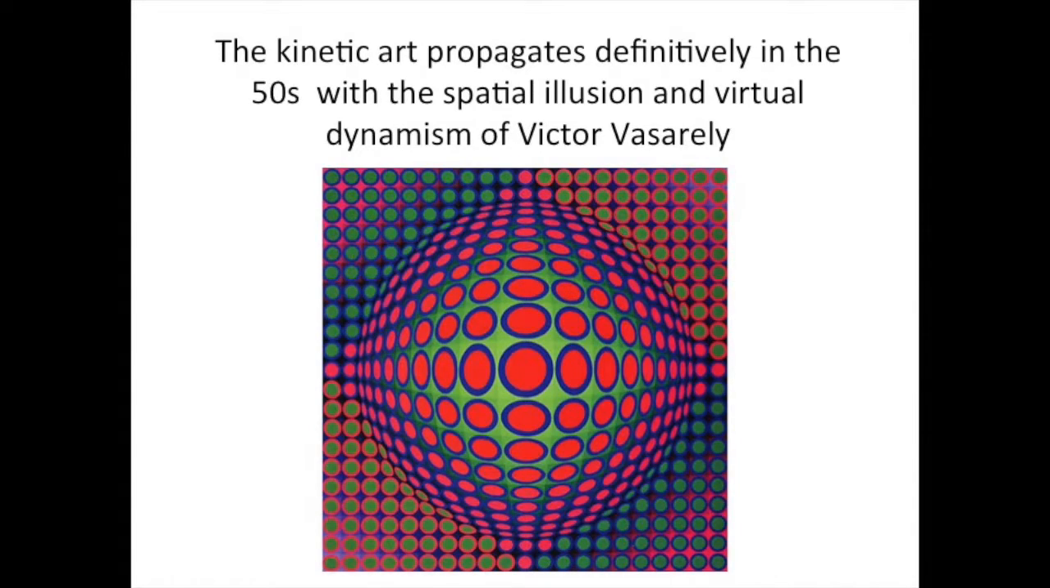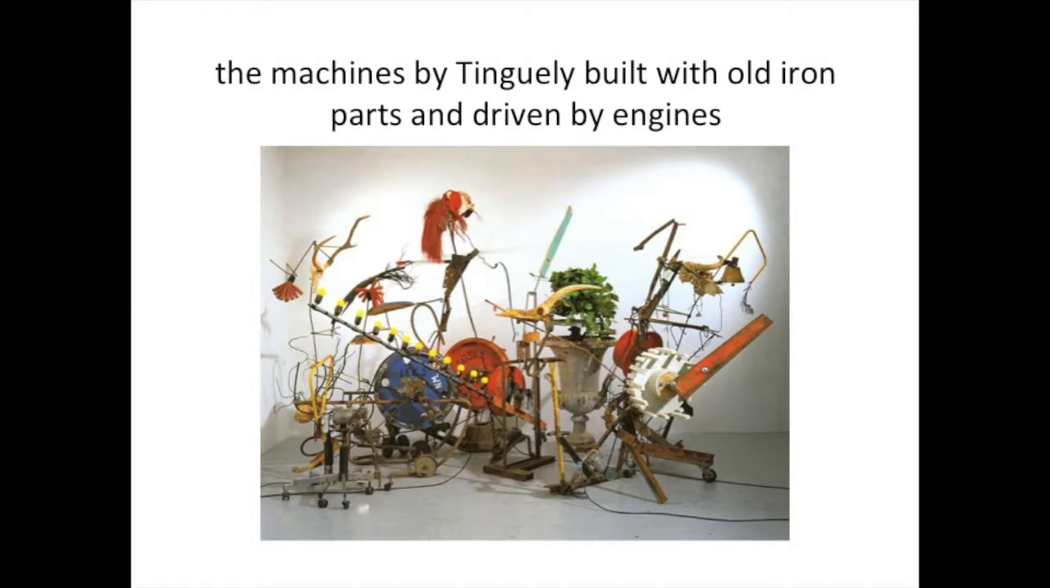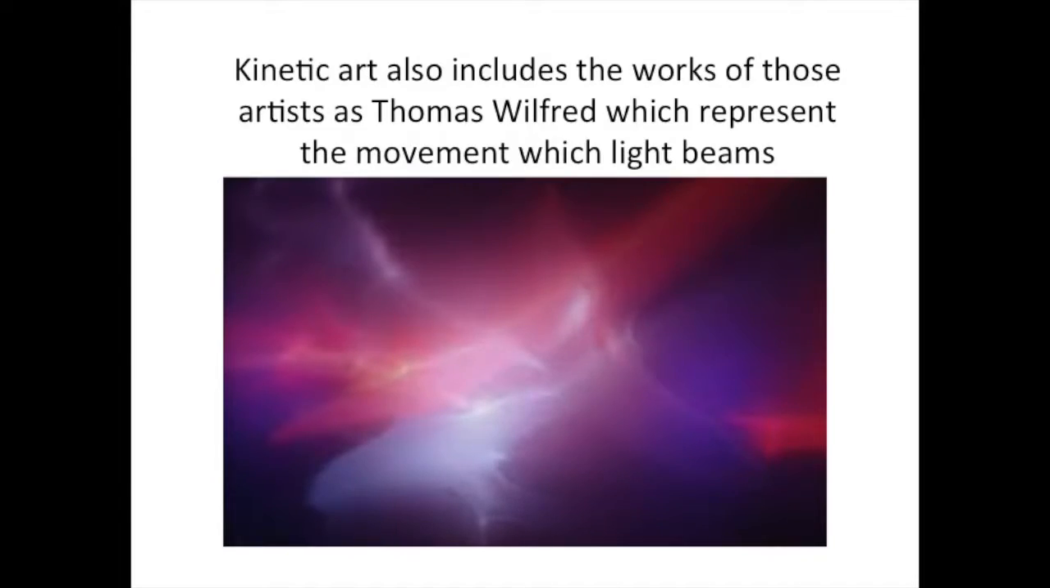Kinetic art propagates definitively in the 50s with the spatial illusion and virtual dynamism of Victor Vasarely. The Penetrables by Soto, interactive sculptures which consist of thin and dangling tubes through which observers can walk with a feeling of disorientation. The Machines by Tinguely, built with old iron parts and driven by engines. Kinetic art also includes the works of artists such as Thomas Wilfred, which represent the movements of light beams.